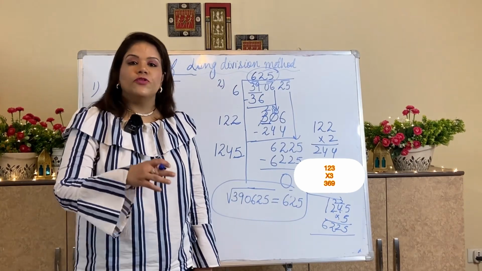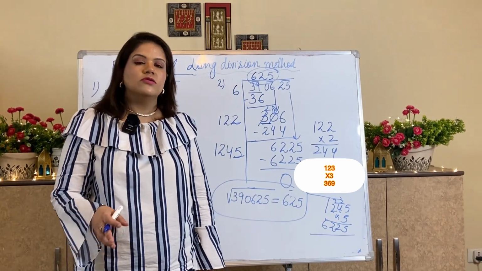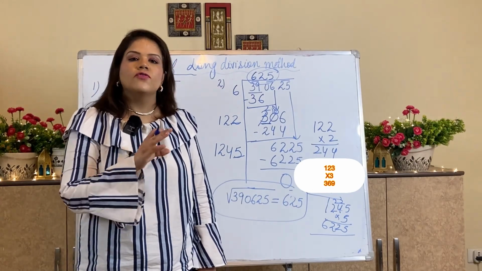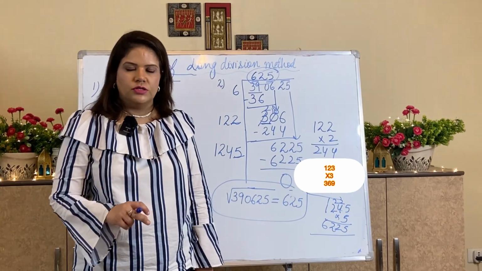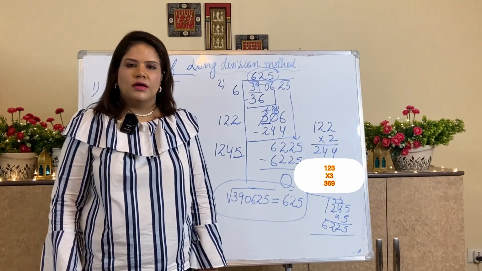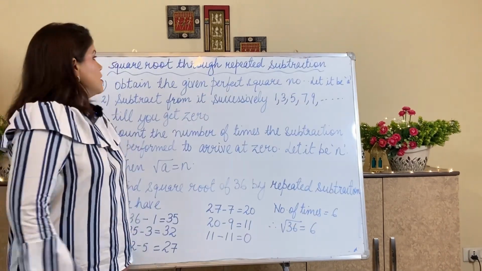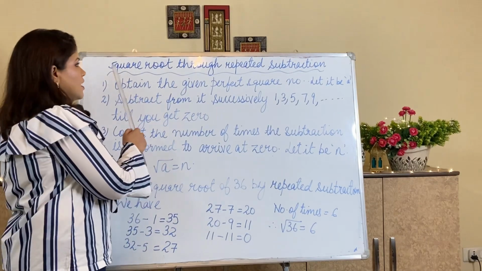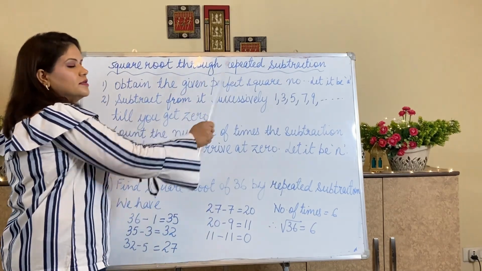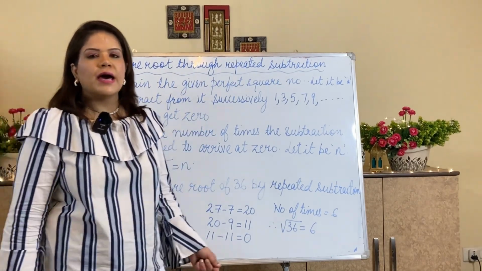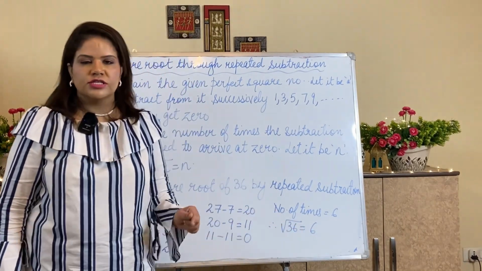I will be taking further more questions in one of my videos regarding square root of prime factorization, long division. But I am taking one more method after this, that is the continuous subtraction. Now I am taking square root through repeated subtraction. This is my third method of finding square root.